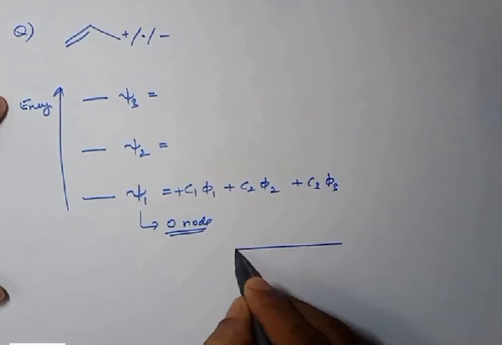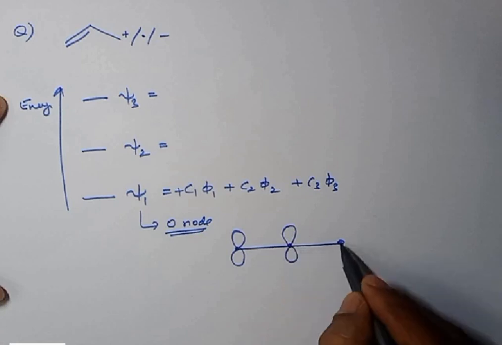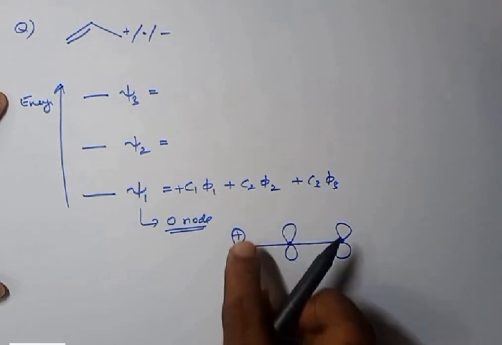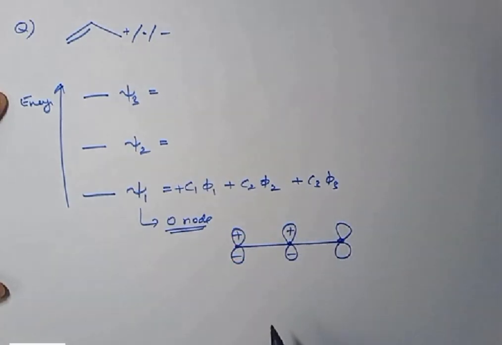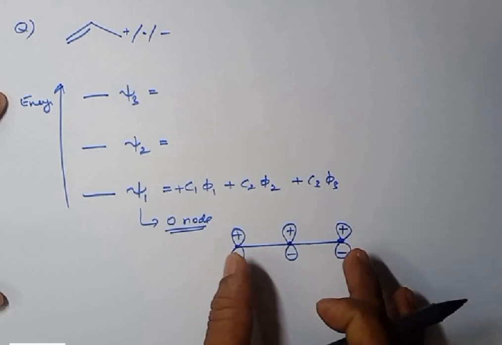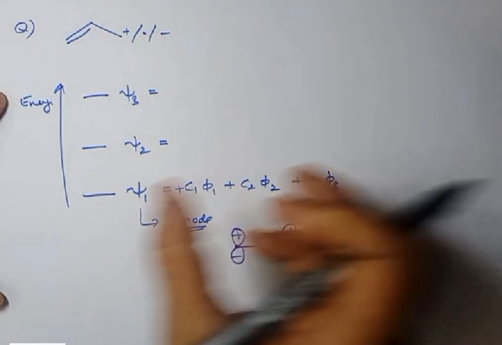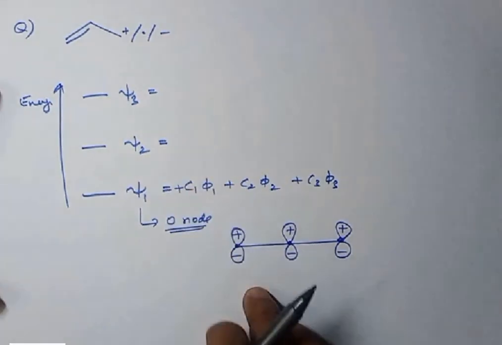Let me write here. So, don't worry about the size of the orbital. I am going to focus only on the sign. If the first orbital has plus above, minus below, second one also has plus above, minus below, third one also has plus above, minus below. Okay, so this is the molecular orbital, the orientation of p orbitals in the formation of the molecular orbital for the ground state, Psi1. Okay. Yes. What about Psi2?